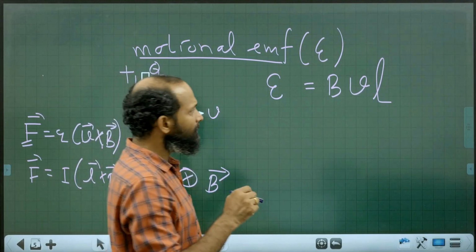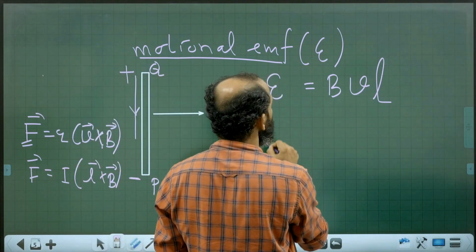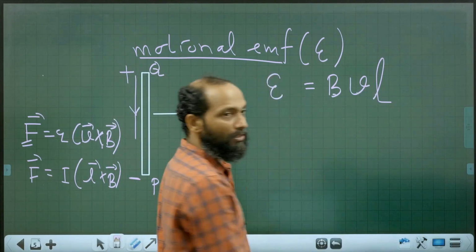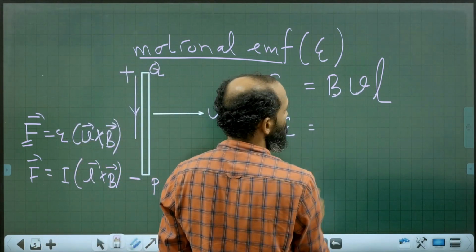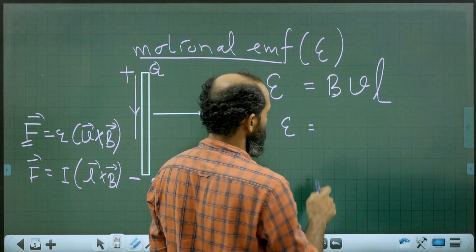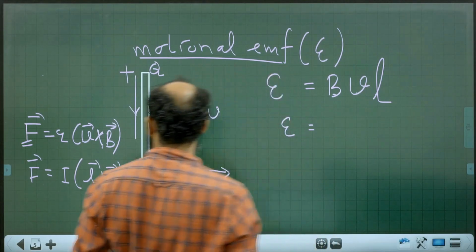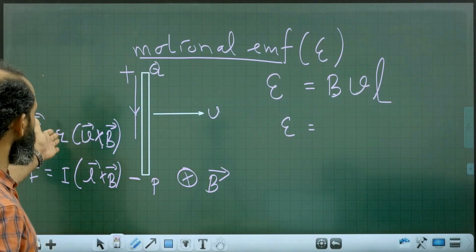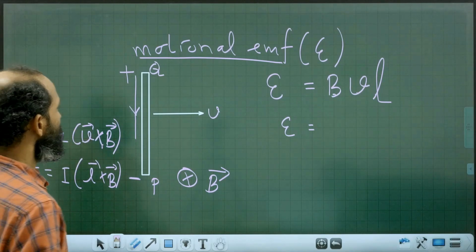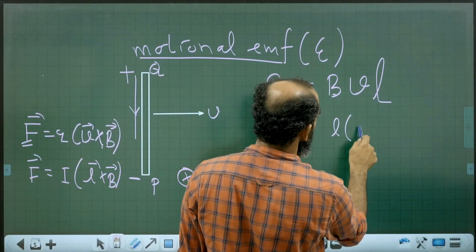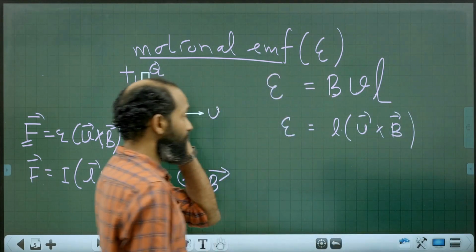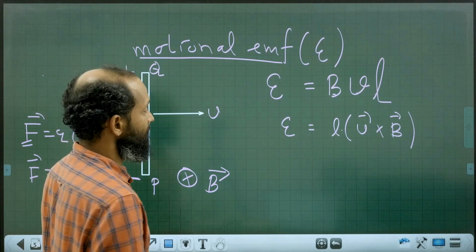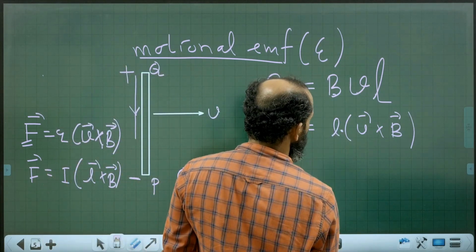But the problem is that here this EMF is a scalar. V, B, L, all these are vectors. Then how to arrange them to form a product? Here we use the box product. So comparing with this Q into V cross B, we can write L dot V cross B. This can be the formula for motional EMF.